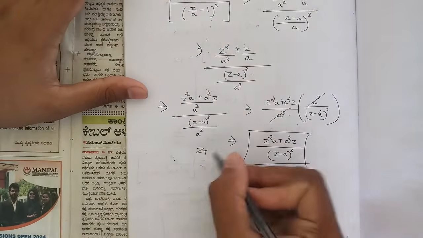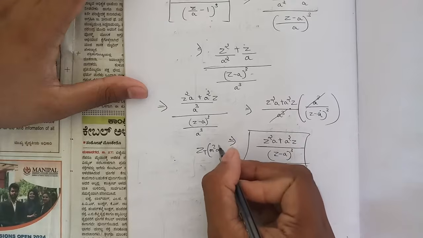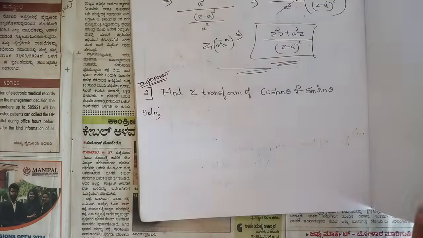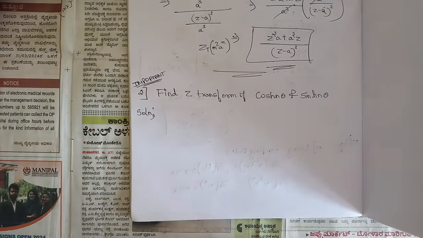This is the required Z transform of n square into a power n. Let's get to the other problem. So yeah, this is the second question.